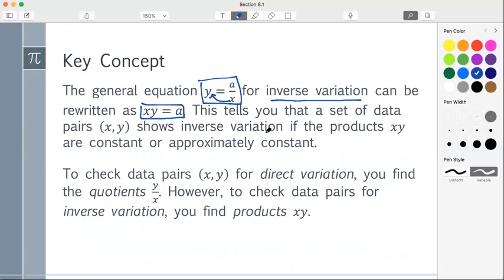This also can help us tell if a set of data pairs x and y shows an inverse relation. If I multiply the coordinates together, the products x times y, and that gives me the same constant or approximately constant value, we have an inverse variation. Remember, this is different than direct variation. When we did direct variation, we simply divided the y by the x. In inverse variation, we multiply the x times the y.